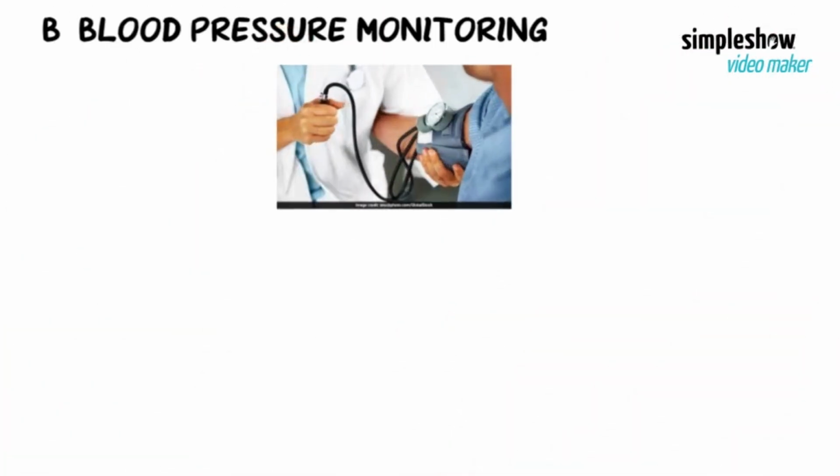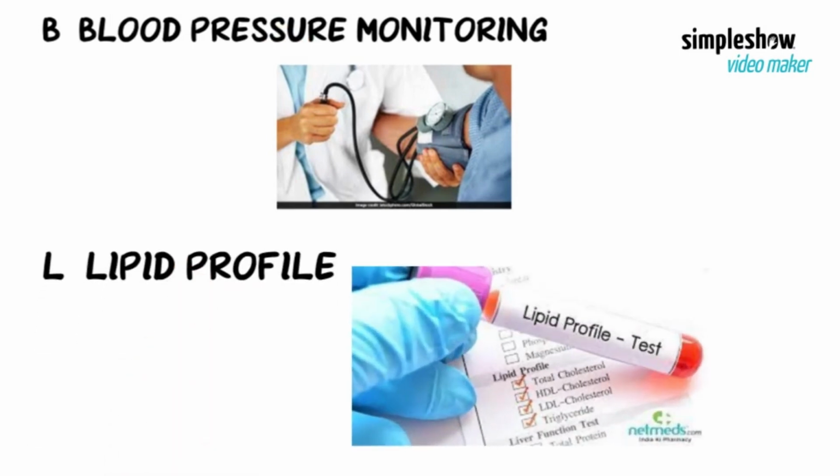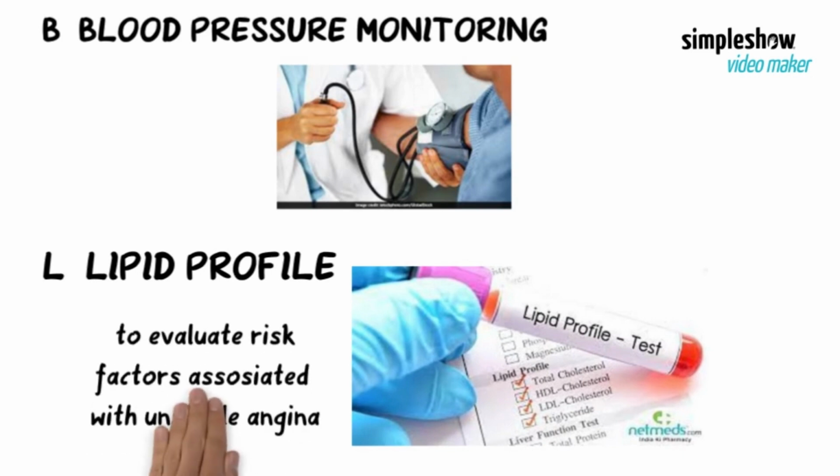Blood pressure monitoring. Regular monitoring of blood pressure is crucial in evaluating and managing unstable angina. Lipid profile. Assessing lipid levels, including cholesterol and triglycerides, can help evaluate the risk factors associated with unstable angina.